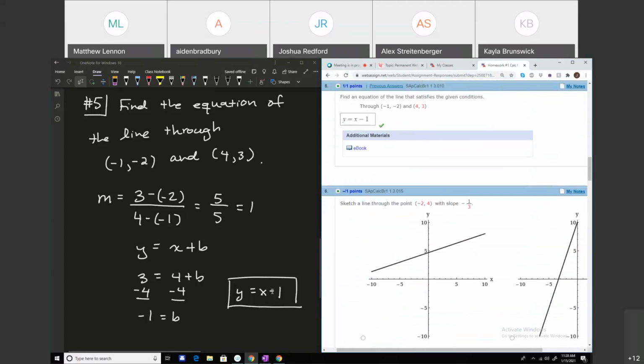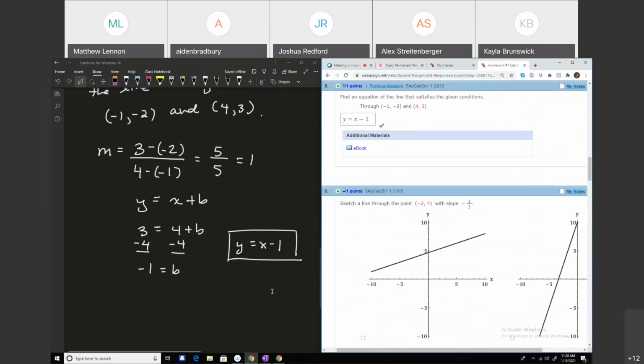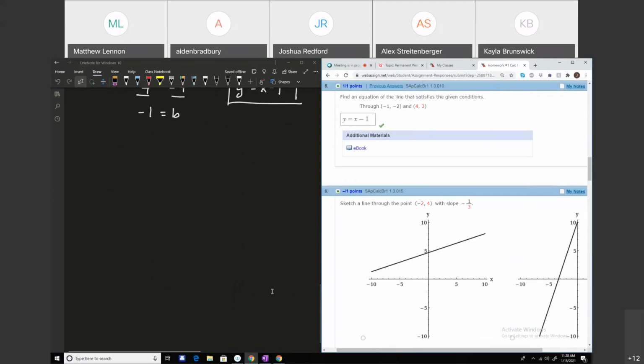Okay, sketch a line through the point negative 2, 4 with slope minus 1 third. We went over that in class as well. Again, remember it's usually good to just locate the point, and then from there we can use the slope as a set of instructions to move from one point on the graph to another point.